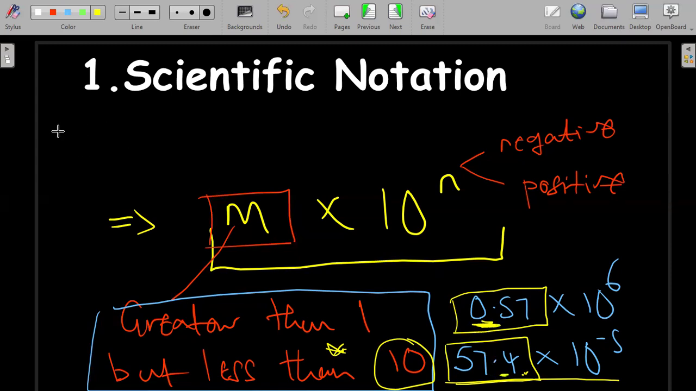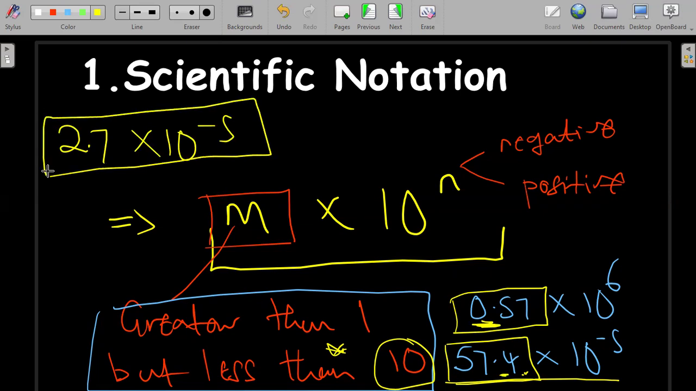But if I write a number like 2.7 times 10 to the power minus 5, we're going to say yes, this number is in scientific notation. Why?